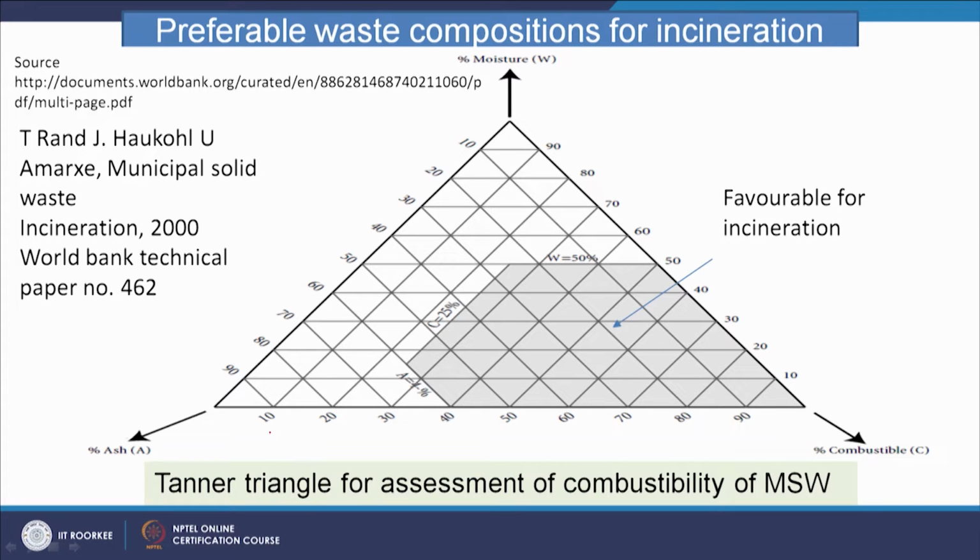So, here the diagram shows the percentage combustible, percentage moisture and percentage ash. This is the favorable condition for incineration. So, high carbon content, less moisture and less ash content are more favorable for this.